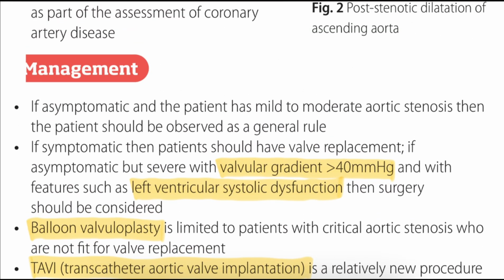So these are the main valves, murmurs, valvular heart disease. We can see here, in simple terms, we can compare mitral stenosis and mitral regurgitation, aortic stenosis, and aortic regurgitation.